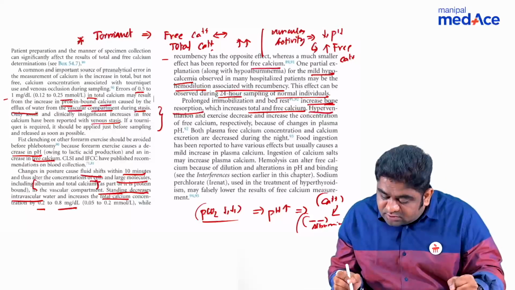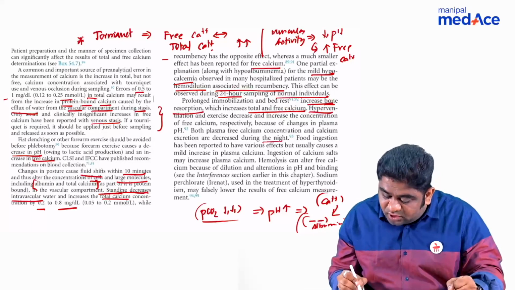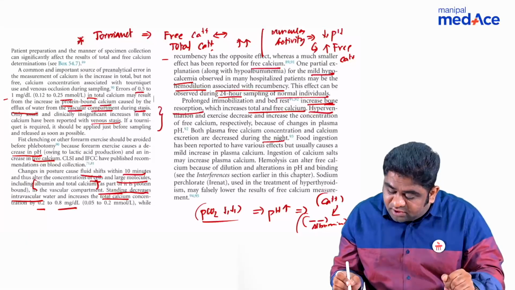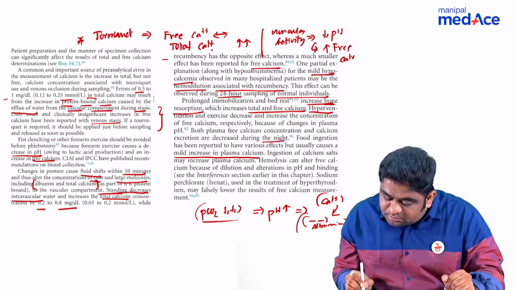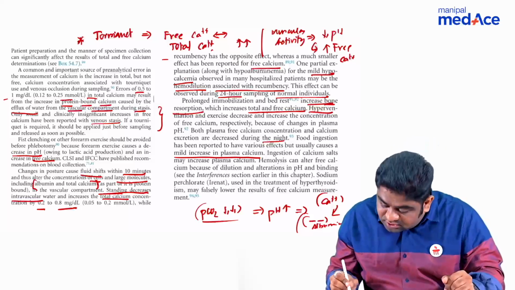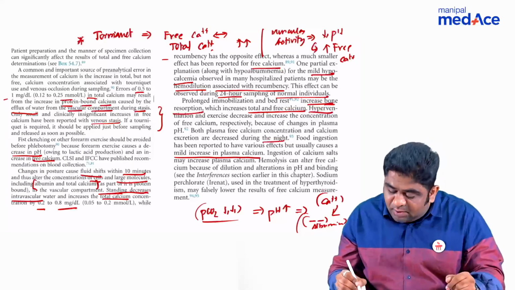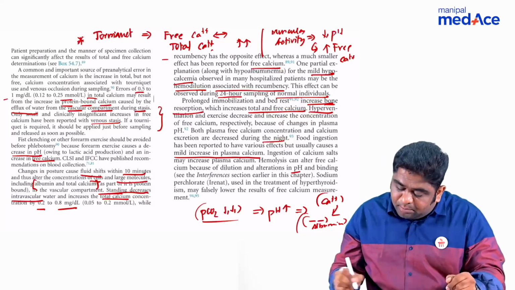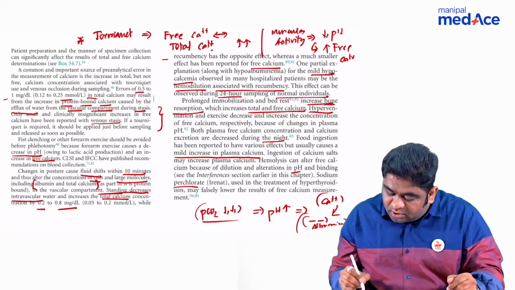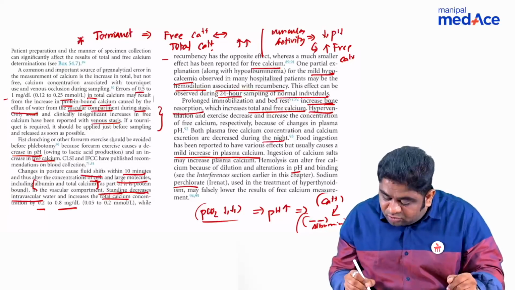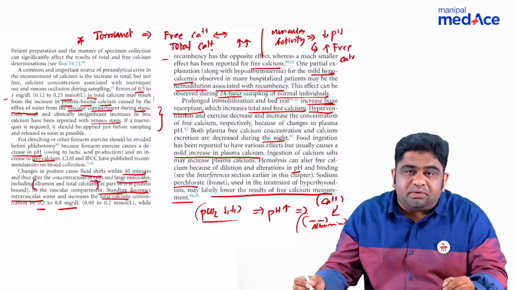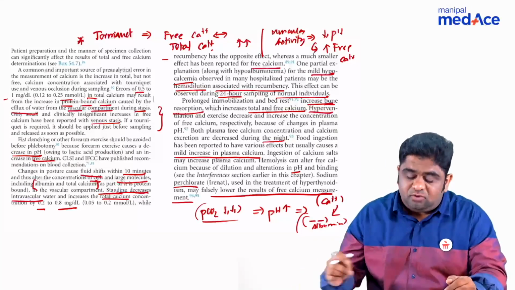Both plasma free calcium concentration and calcium excretion are decreased during the night. This is another piece of information. Food ingestion has been reported to have various effects, but usually causes a mild increase in plasma calcium. Ingestion of calcium salts may increase plasma calcium. Hemolysis can alter free calcium because of dilution, alteration in the pH, and binding. Now, sodium perchlorate used in treatment of hyperthyroidism may falsely lower the results of free calcium measurement. I have given you all the possible pre-analytical ways by which calcium levels can give you a false answer.